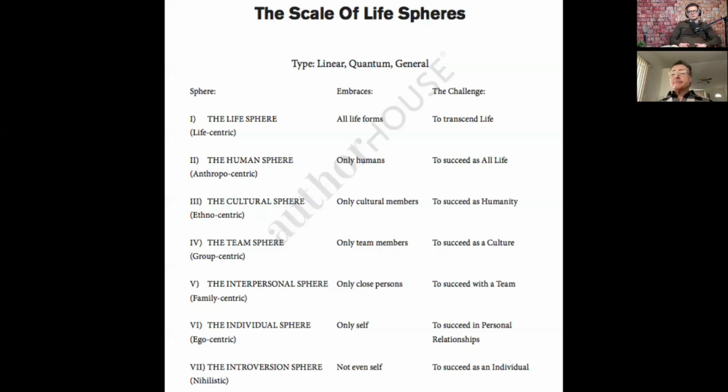Now, up from that is the individual sphere. This is what we call the loner. This person is egocentric. It's all about him. He doesn't think about other people. He embraces himself. I'm going to get myself a new shirt. I'm going to get myself a diamond ring. I'm going to get myself a Corvette, whatever it is. So it would be a challenge to him to succeed in a personal relationship.